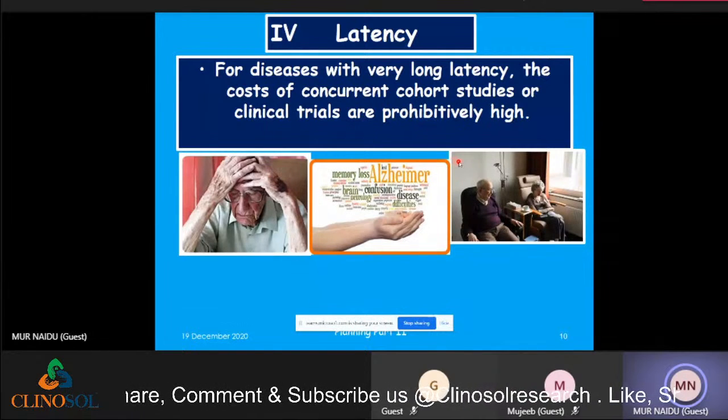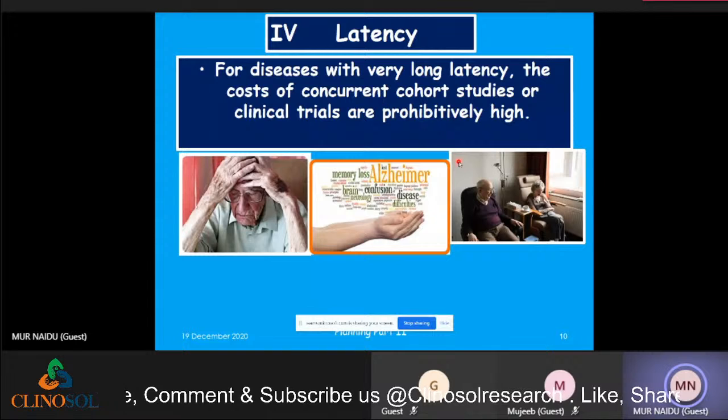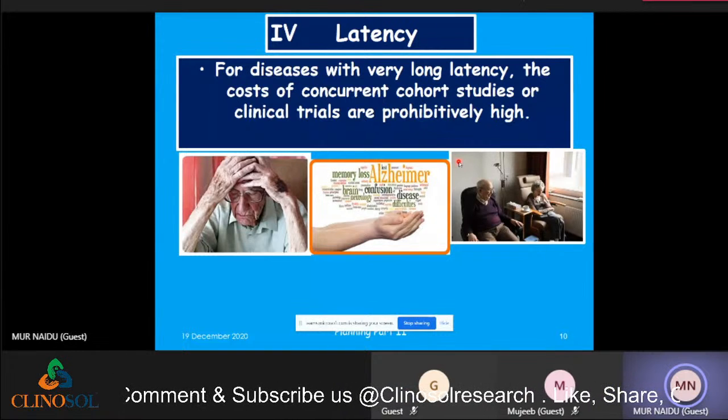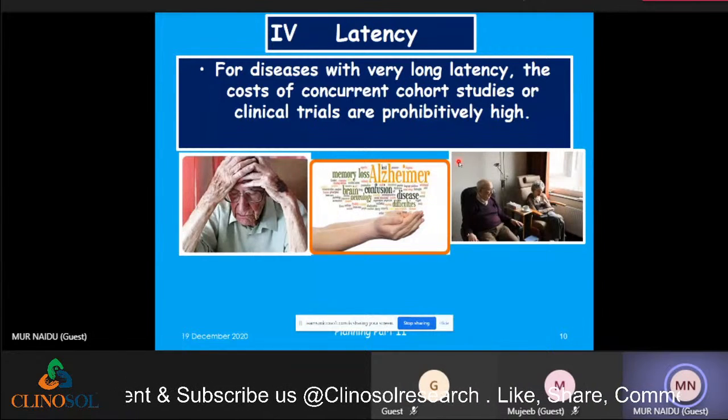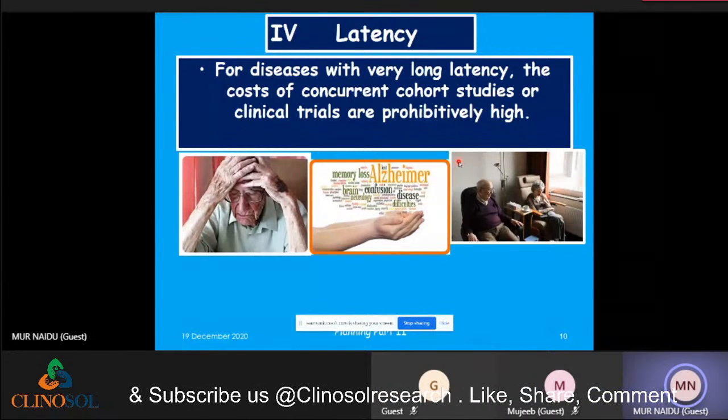Suppose I want to do a study in Alzheimer's disease, I should be ready that the patient will be available to me for 4 to 5 years. I have to give a drug and a lot of money will be involved.